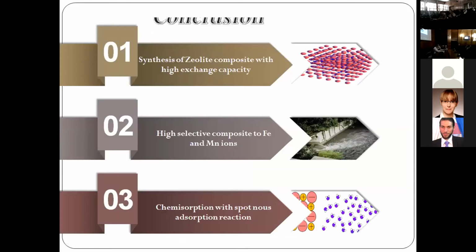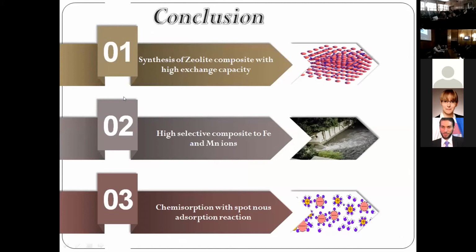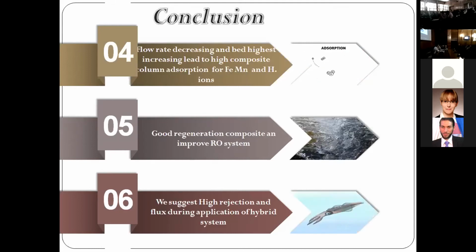As a conclusion, we synthesized a zwitterionic composite material using titanium to formulate its structure and increasing its capacity. This material has a high capacity to remove iron and manganese from the feed water to our RO system, reducing its fouling and increasing its lifetime. Also, the reaction is a chemisorption reaction, so it has a higher affinity and exchange capacity. We found that lower flow rate and increasing bed height show a high adsorption capacity for iron and the total hardness. Also, we found this process is good for regeneration of the composites and improving our system.